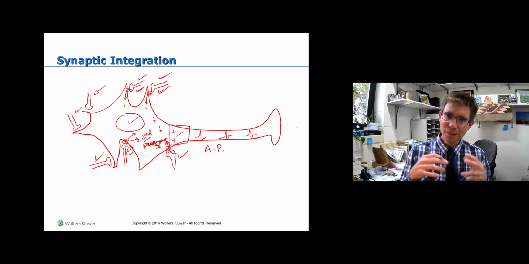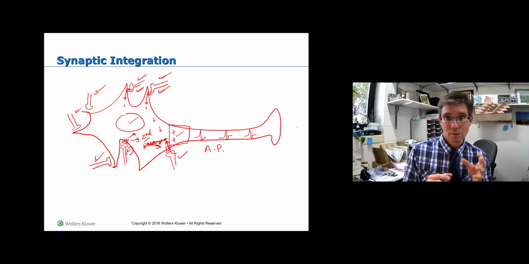So the output is action potential, but the input is all of this stuff coming into the dendrite and the soma on this neuron, which can be depolarization, hyperpolarization, or metabolic changes with G protein coupled receptors. All of these can be inputs that can change what the cell does, how it depolarizes or not.